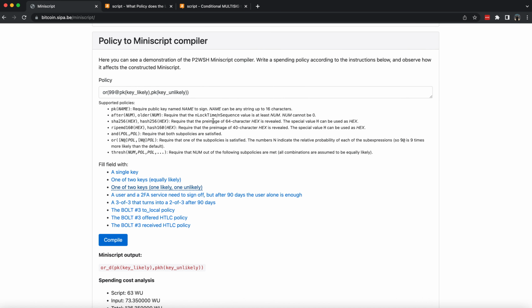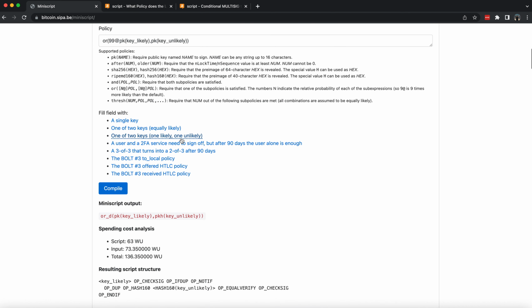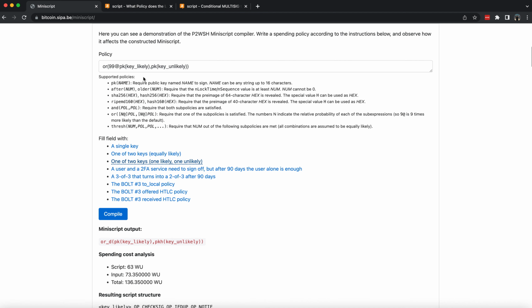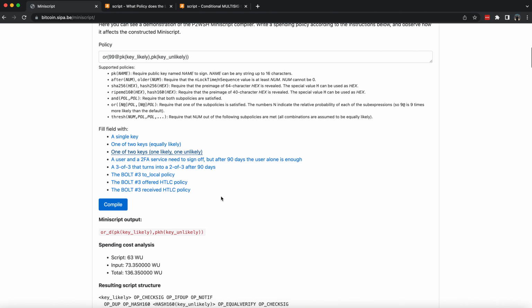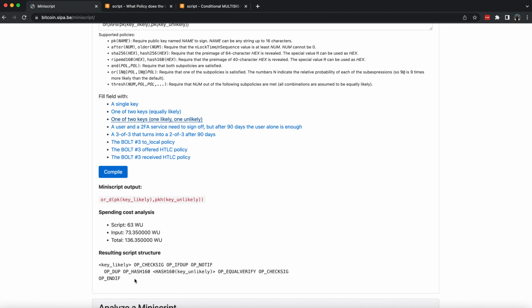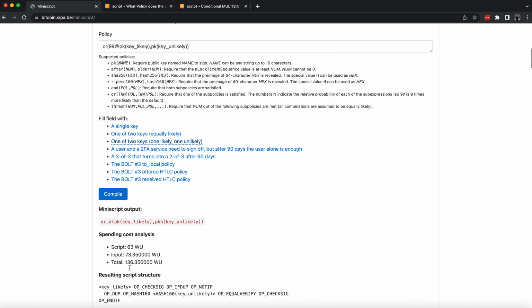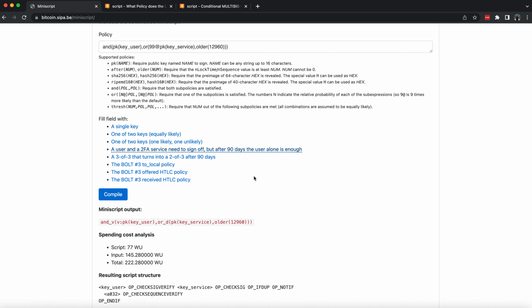You can also say which key you're more likely to use, and then the script that is generated from that policy via Miniscript is slightly different. So here you're saying this public key is more likely to be used than this one, so you put 99 in front of this likely key, and this is the script that it ultimately generates. It just means it's a more efficient script if you know that you're more likely to use a particular key over another one. Then it gets more complicated.